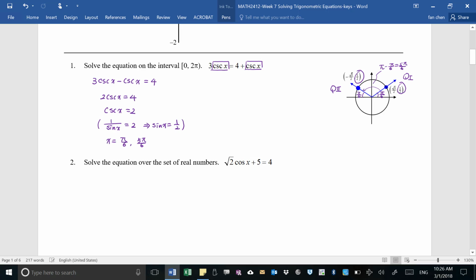To write your solution, we usually like to write it as a solution set, in set notation. So your solution has two values, pi 6 and 5 pi 6.